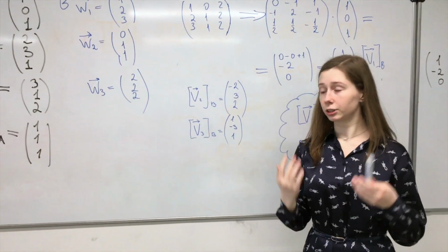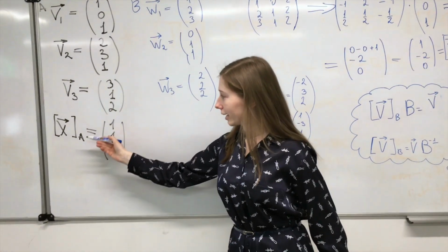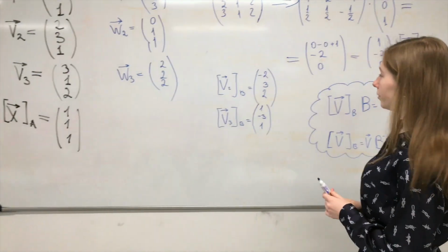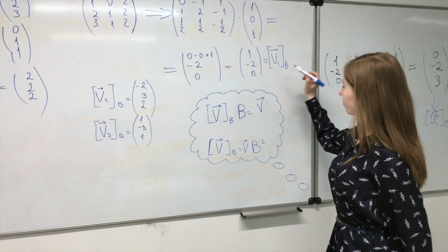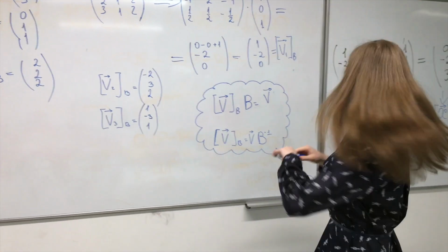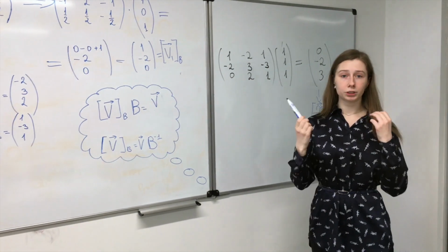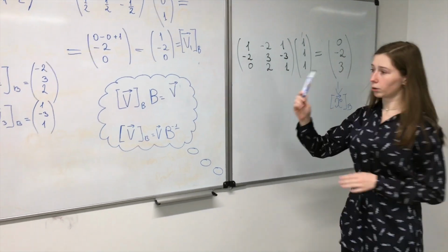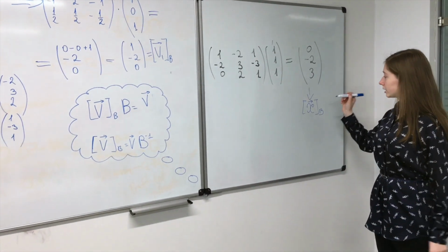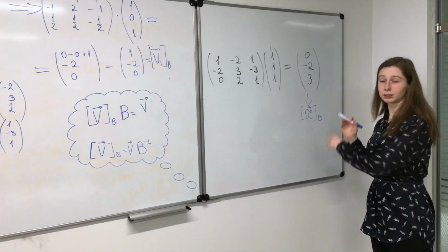Now we have to transform our vector x with respect to basis A into basis B. So now we form our matrix from V1, V2 and V3 in basis B. This is such a matrix, and we multiply it by our old coordinates of x, and now we get the new coordinates of vector x with respect to basis B.